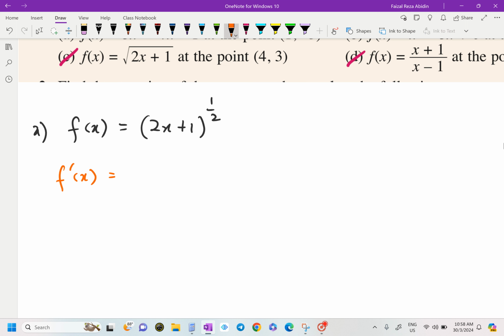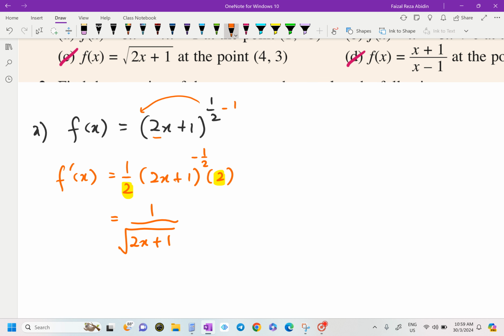differentiation. First I bring the power to the front, so you're going to get 1 over 2, and then I just copy back the bracket, and then I do the differentiation in the bracket, which gives 2. This one I'm going to get minus 1, so it is negative 1 over 2, which means 2 times 1 over 2, I'm going to get 1. So the first differentiation is 1 over the square root of 2x plus 1, because the power is negative 1 over 2, right?